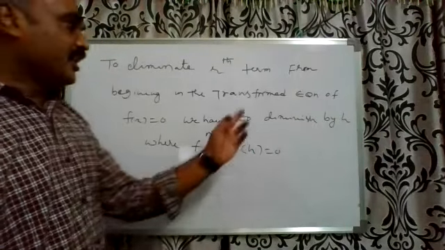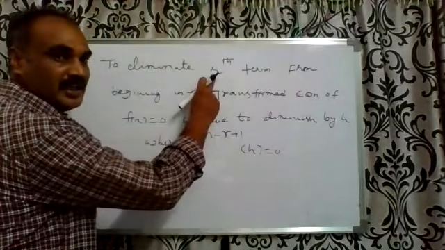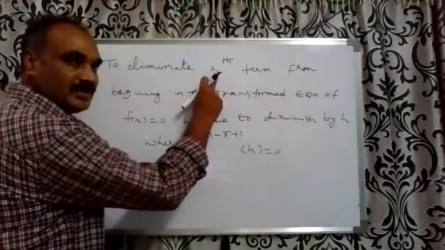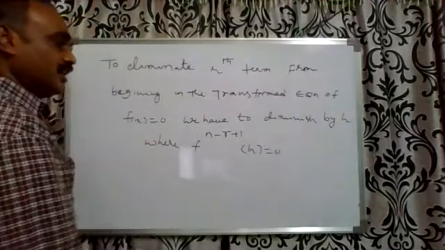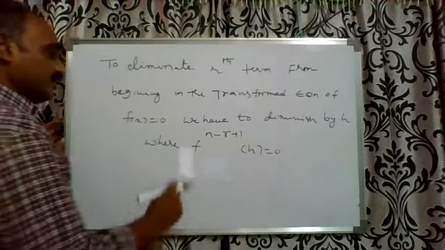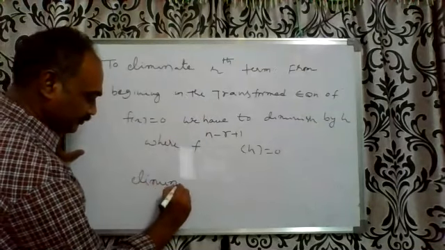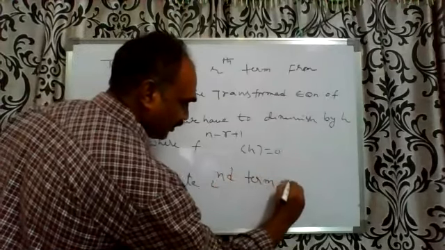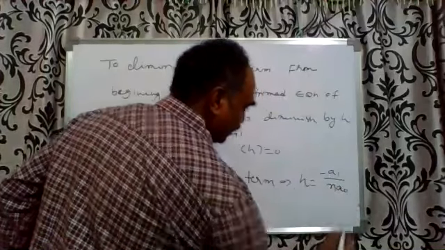Suppose we eliminate the third term, so r is equal to 3. Eliminate the fourth term, r is equal to 4. Eliminate the second term, r is equal to 2. For eliminating the second term there is an alternate formula: h is equal to minus a1 by n into a0.